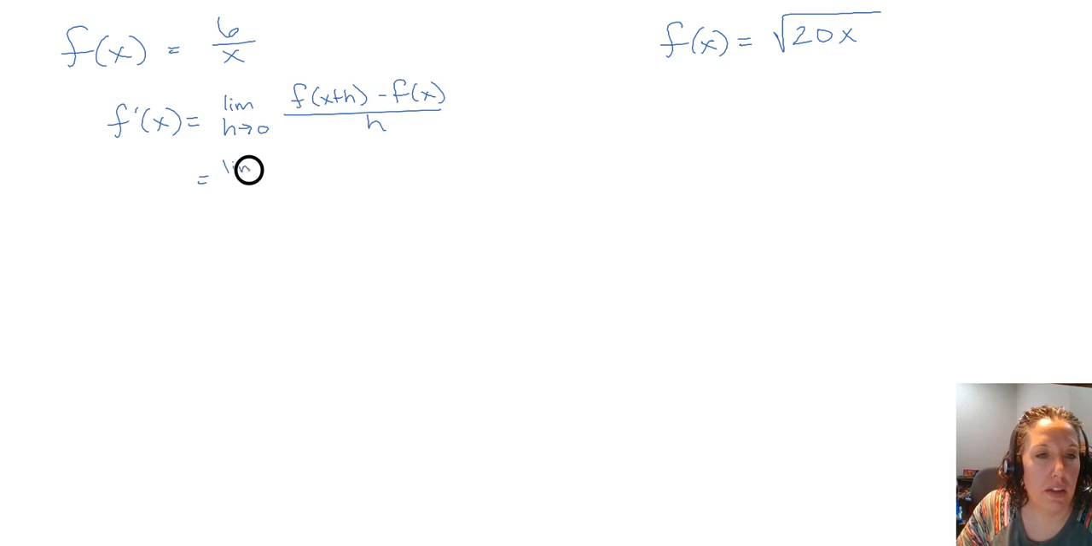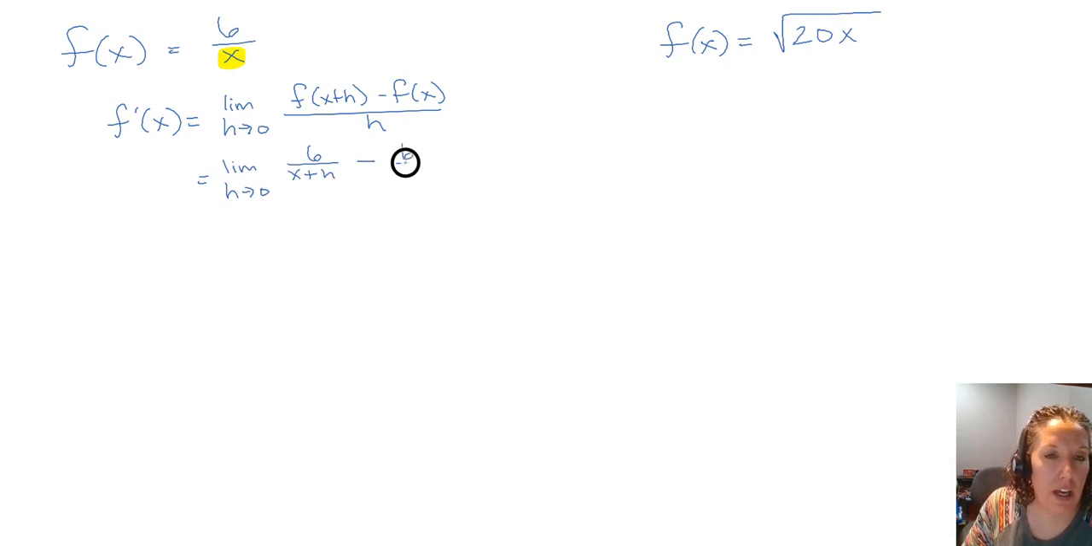So when we plug in, we'll get the limit as h approaches 0. f of x plus h means that we are going to replace the x here with x plus h. So we'll get 6 over x plus h, that's our f of x plus h, minus f of x, which is 6 over x, and then both of those fractions are over h. All right, here we have a complex fraction. That means a fraction within a fraction.